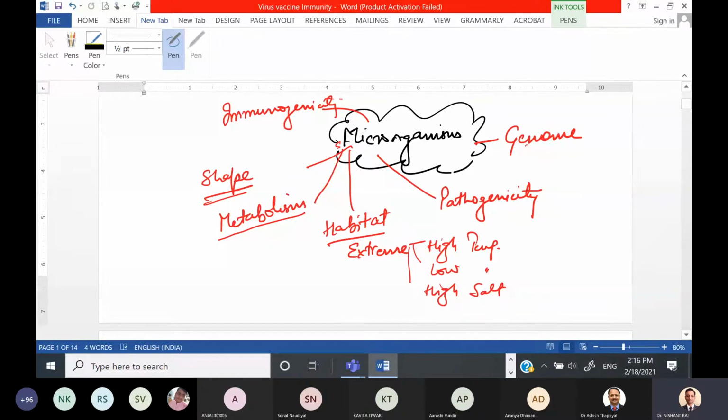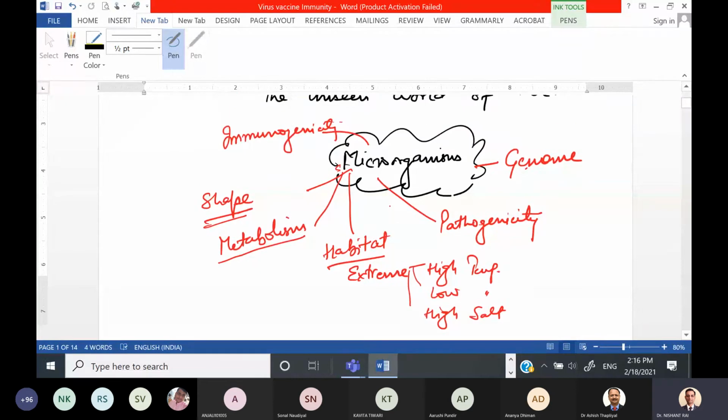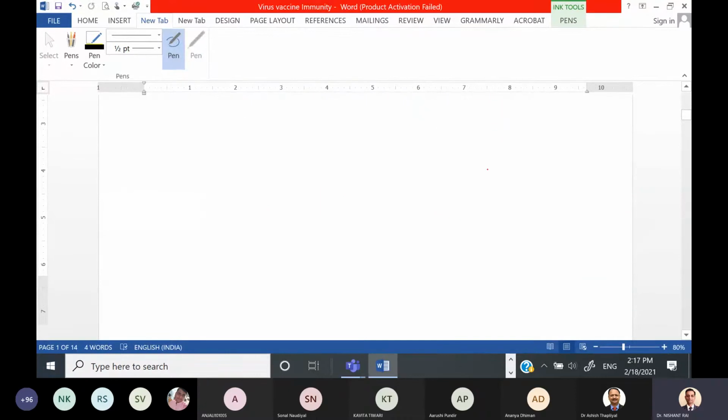Immunogenicity, that is, the genome or the genes present in the microbes also show variation in immunogenicity. And in short, I can say microorganisms are highly diverse in nature. And this is the beauty of these microorganisms that encourages us to do research, because these microorganisms have two faces. One is the dark face and another is the bright face.